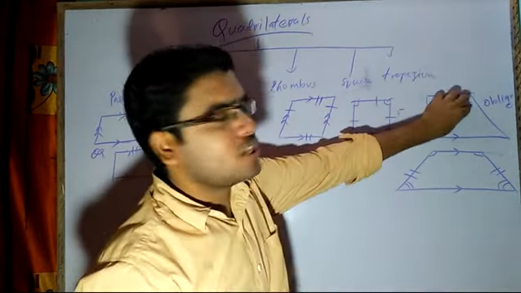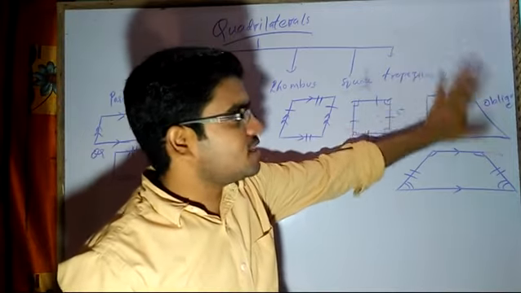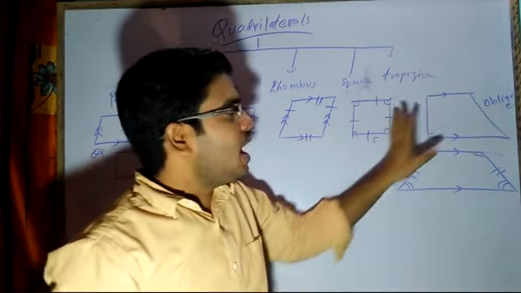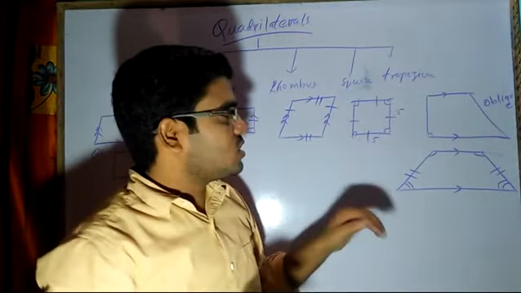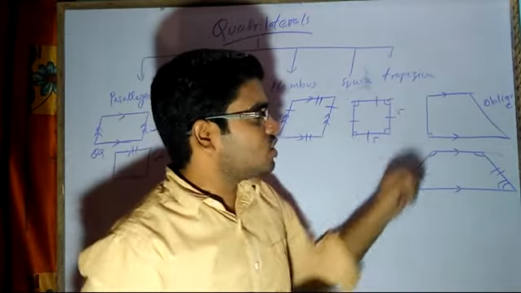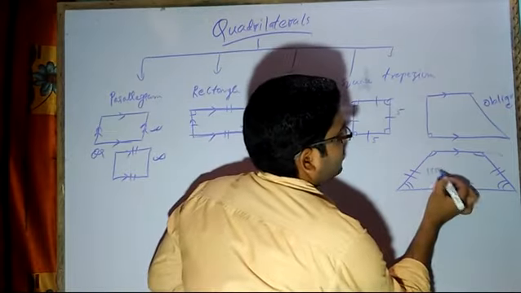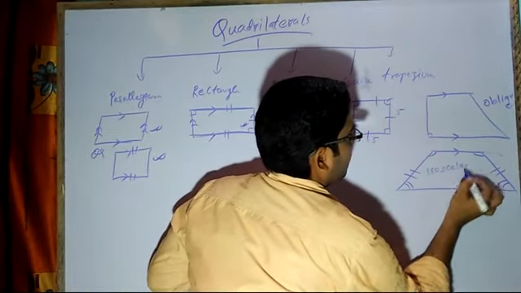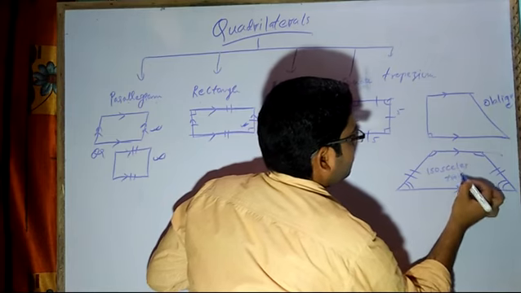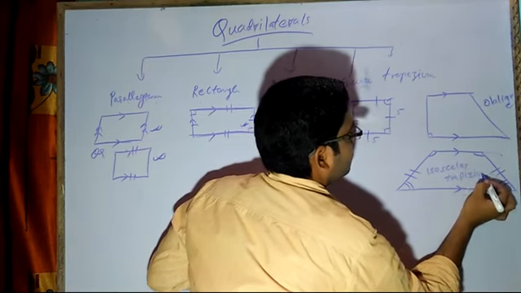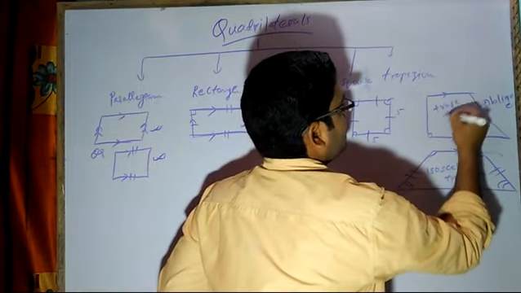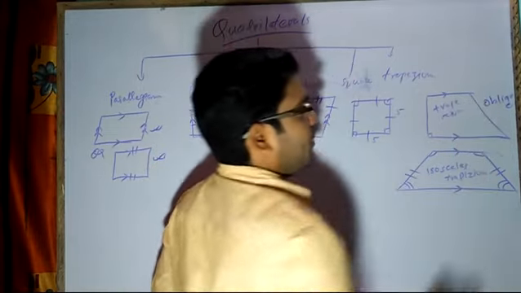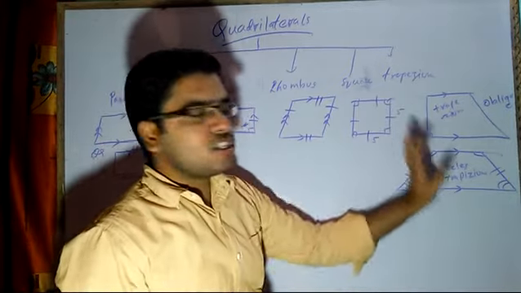In case of simple trapezium, opposite sides are parallel, that much is there, and these two sides, whatever measurement, we need not worry about that. Now, second type of trapezium is an isosceles trapezium. Isosceles trapezium, this is simple trapezium. Okay. So in this case, these two angles will be equal.